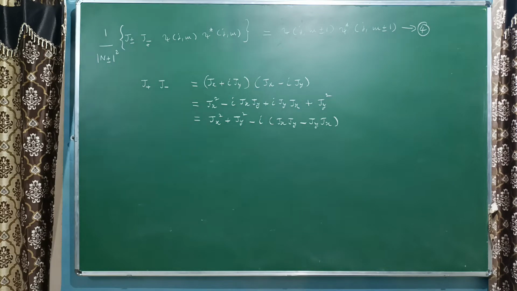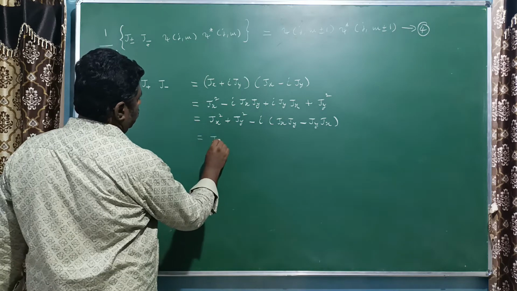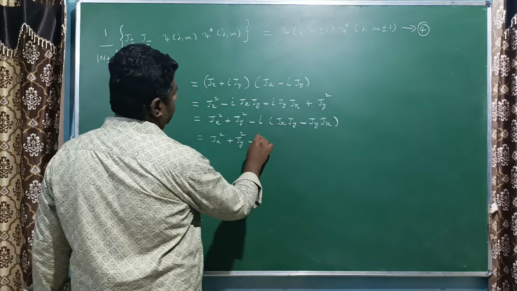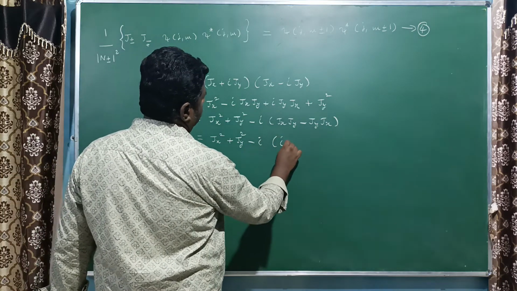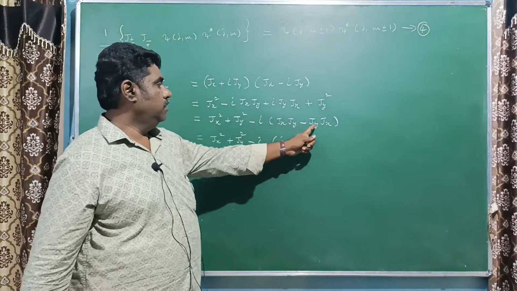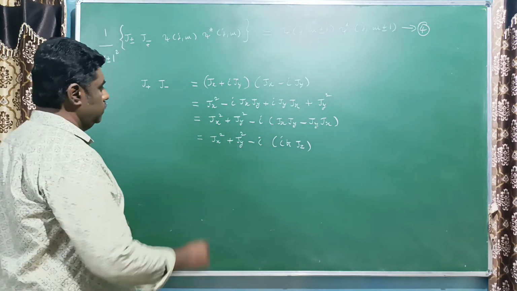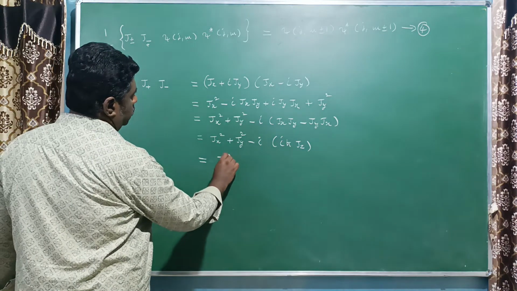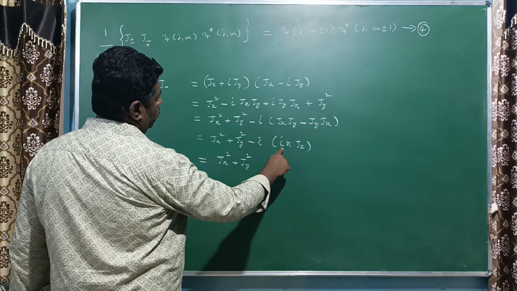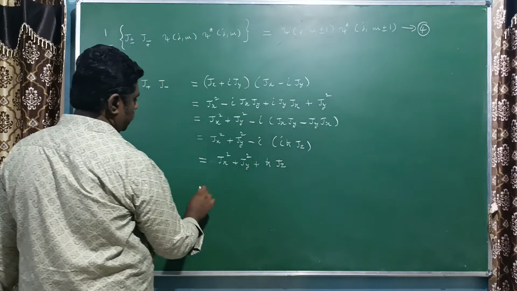Now this is Jx square plus Jy square minus i into, this is iħJz, because JxJy minus JyJx is the square bracket of Jx comma Jy, that is equal to iħJz, which is equal to Jx square plus Jy square, i square is minus 1, minus into minus plus, plus ħJz.